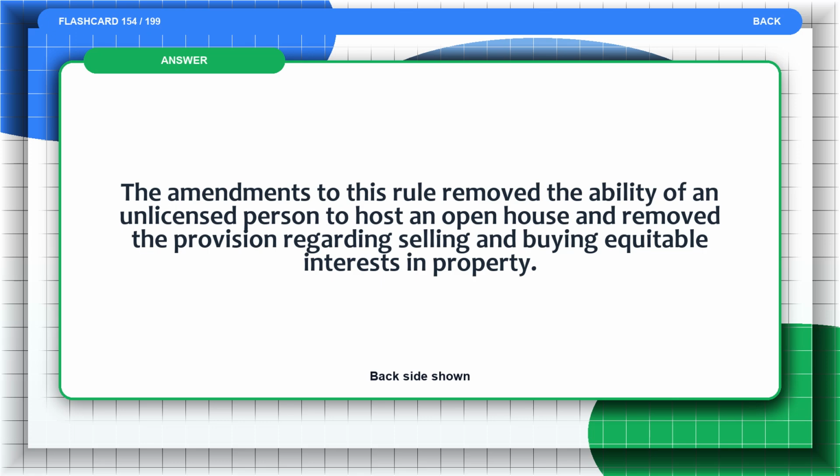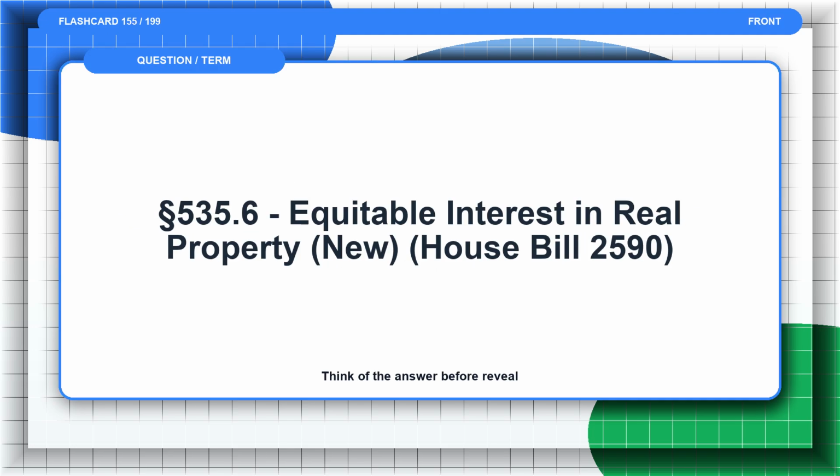The answer is, the amendments to this rule removed the ability of an unlicensed person to host an open house and removed the provision regarding selling and buying equitable interests in property. Flashcard 155. Section 535.6 Equitable Interest in Real Property. New House Bill 2590. Pause and think of the answer before the reveal.